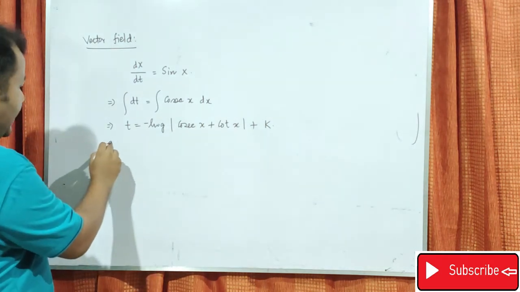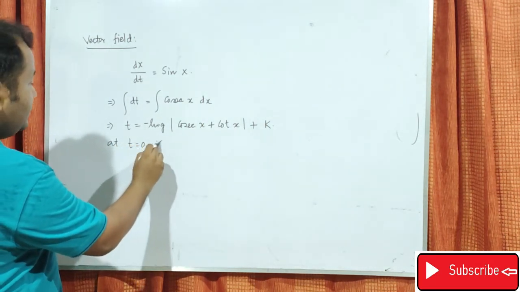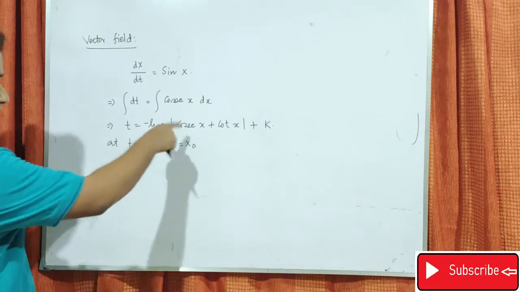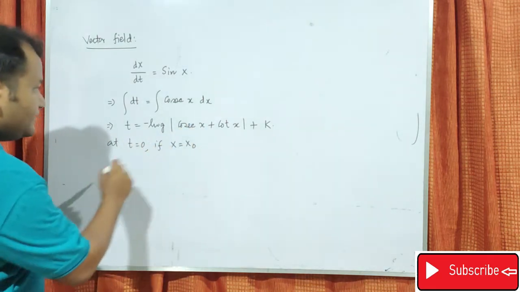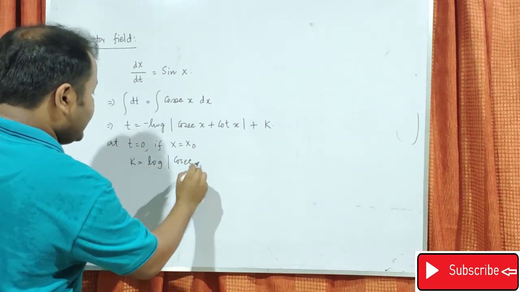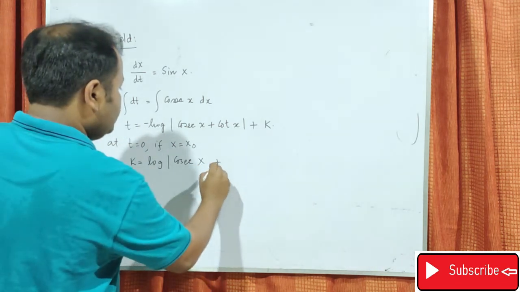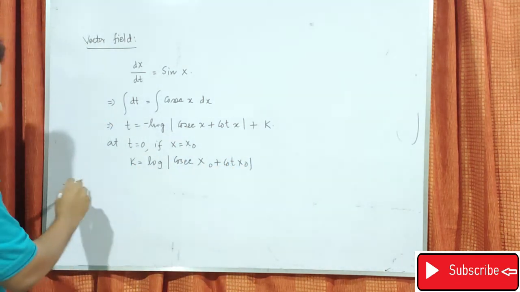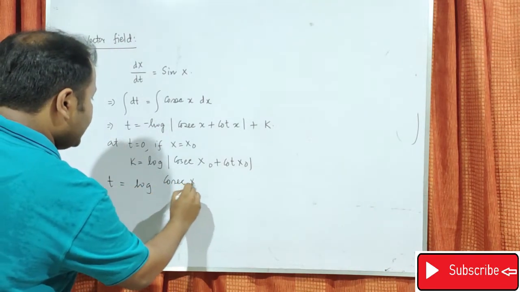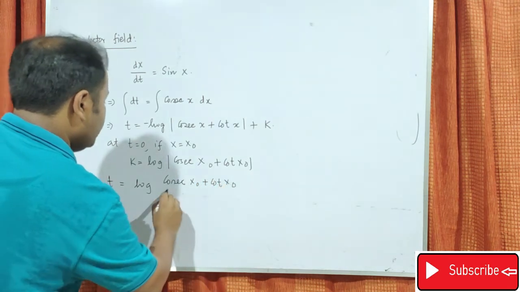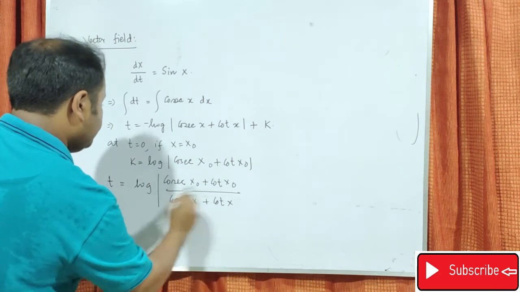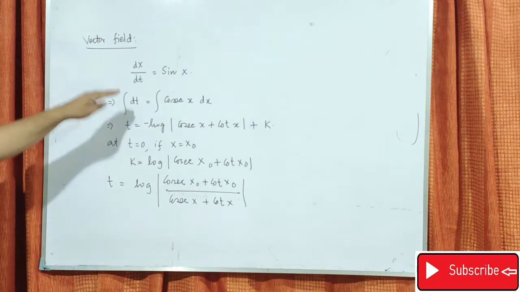So basically if at t equals 0, x equals x naught, then k will be log of cosec x naught plus cot x naught. I am writing this x and this x in the same style, so pardon me for that. If I replace k, it should be log of cosec x naught plus cot x naught divided by cosec x plus cot x. Anyway, we know this kind of solution.